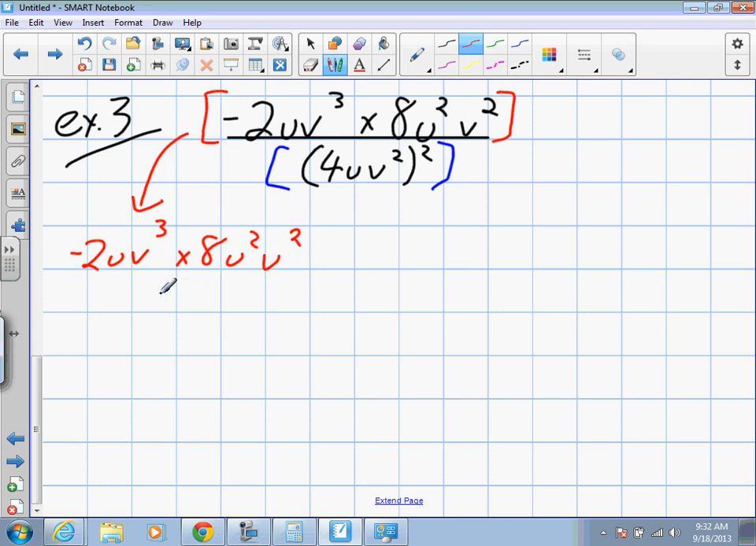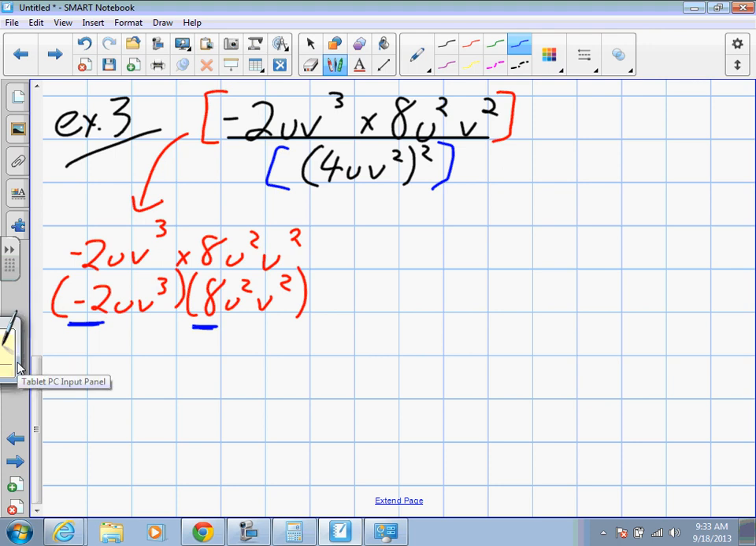They've written multiplication in here, but we know we could represent multiplication with brackets. I'm going to go about doing that. This will say negative 2u v cubed times 8u squared v squared. The first thing I want to do is deal with the coefficients, the coefficients being the numbers negative 2 and 8.